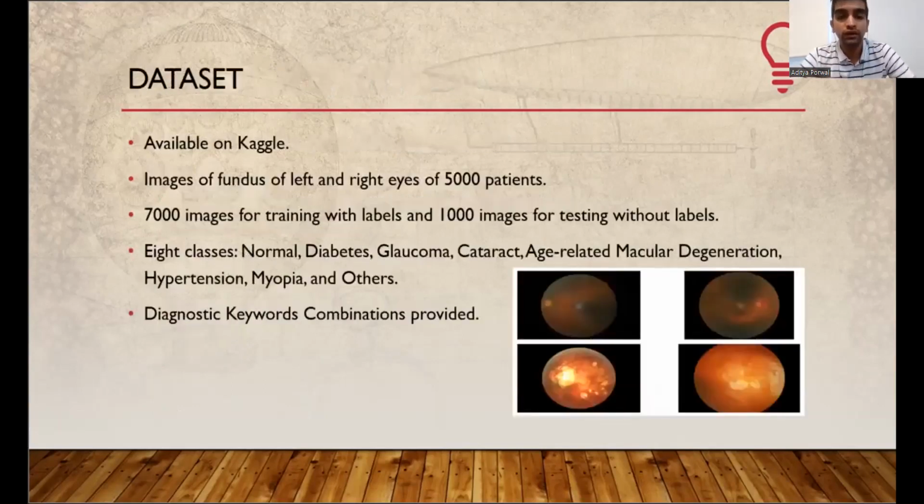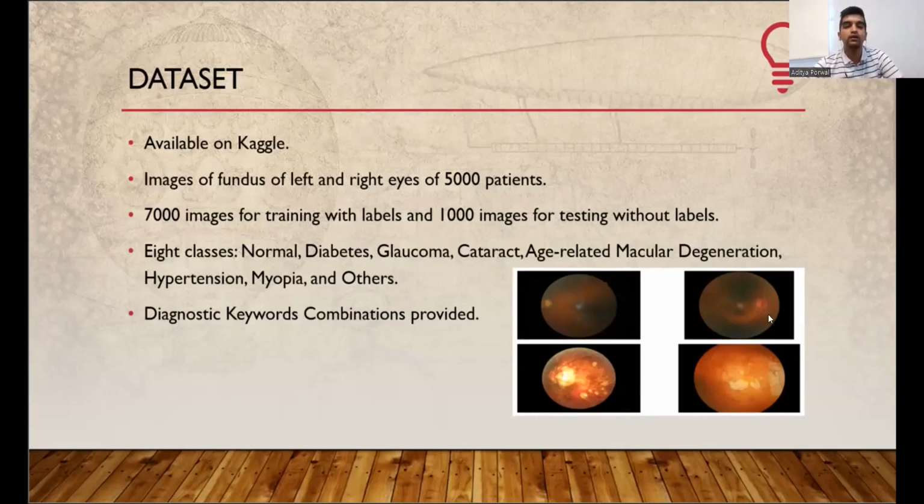The dataset that we used for this was available on Kaggle and was provided by Shandong Medical Technology. It had images of eyes from about 5,000 patients. 7,000 labeled images were given for training the model, and 1,000 images for testing the model. It had eight classes; normal, diabetes, and glaucoma were three of the eight. The diagnostic keywords of each patient were also given. Along with the images, we had a CSV file, a comma separated value file, which had a lot of information such as gender, age, weight of the patient, and much more. Since an eye can suffer many diseases, this is a multi-class classification problem.